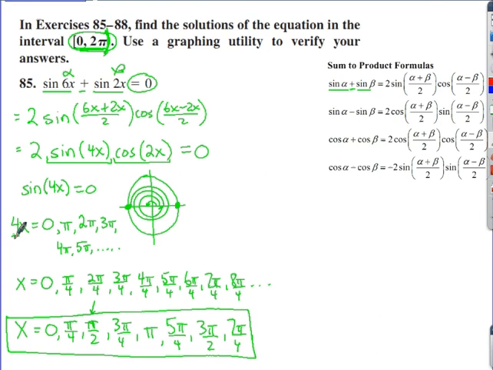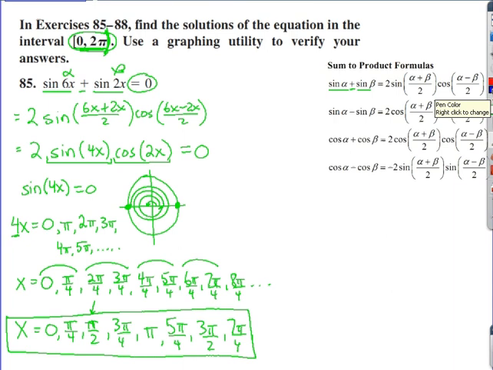You have to go 4 cycles, right? So you've got 1, 2, 3, 4. That's how many cycles you need to worry about. Anyways, so that all comes from the sine 4x, all those solutions. Wow. Okay, let's try the other side.